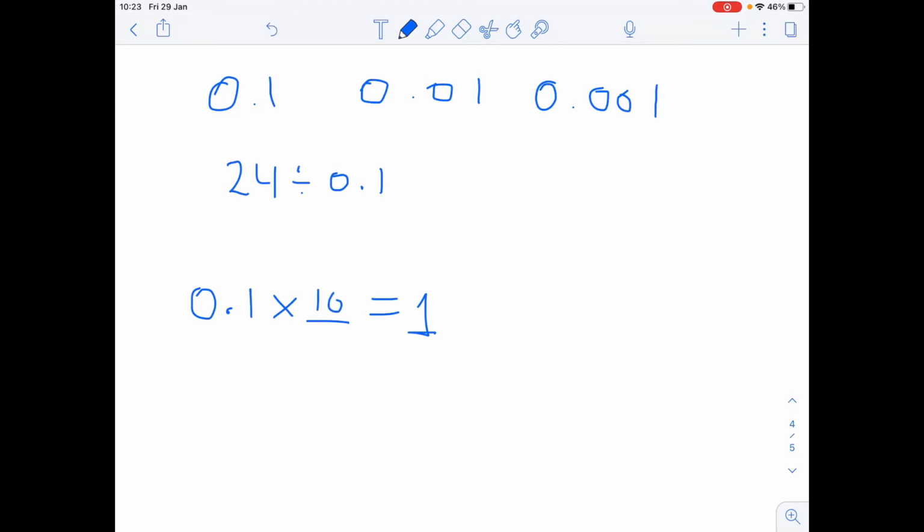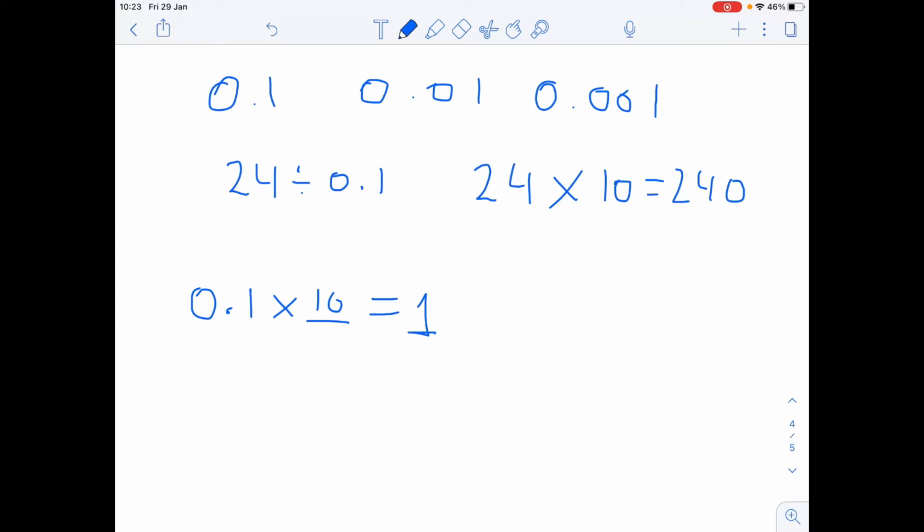So in order to do 24 divided by 0.1, I can do 24 multiplied by the reciprocal of 0.1, which is 10. And the answer is 240. There you go. Simple enough, easy enough. The reciprocal method, quite easy.